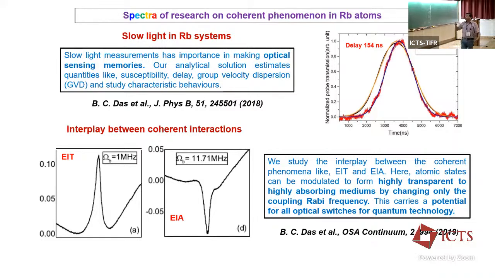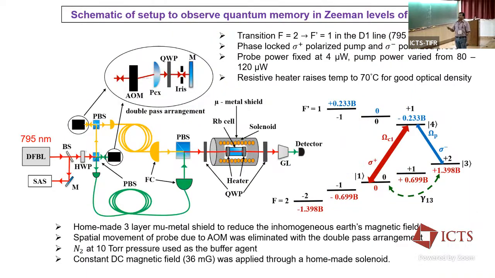After these studies had been done, Saikat Ghosh's student visited us, and we were so impressed by Saikat's work that, okay, we can slow down, but can we store the entire thing? So we made a very complicated setup after my student Priyabrata joined. So this was a setup which we set up to observe quantum memory in Zeeman sublevels.